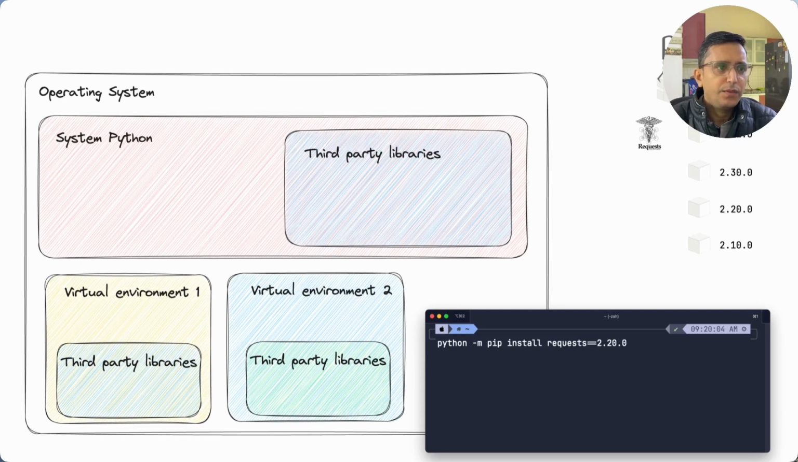Suppose we want to install a particular version of the request library in virtual environment 1 only. Then we will execute this command with the specific Python that we have installed in virtual environment 1. So in virtual environment 1, we have a specific version of Python installed, and from this Python we will run this command, python -m pip install request 2.20.0, and this will install the specific version in virtual environment 1.